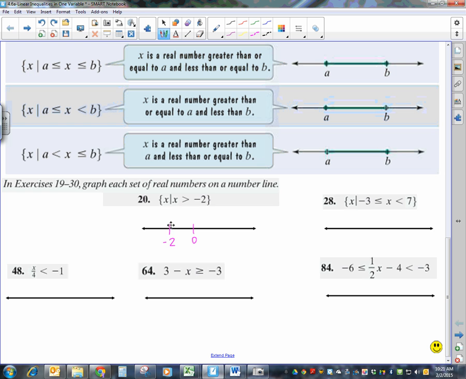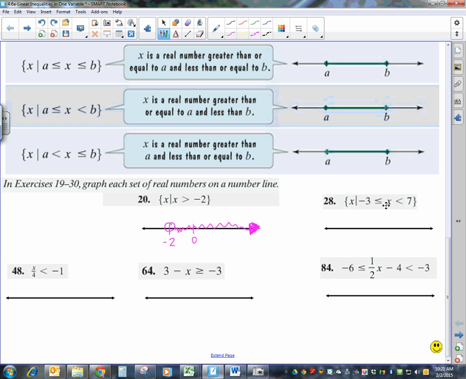So negative 2 is my number, which means I'm going to circle that number. Because it is not equal to, I'm not going to shade it in. And as we said, if the variable's on the left side, then the symbol points the way you shade. So I'm going to shade this way. And I like to do a little squiggly, and I kind of miss the line, and then draw the arrow, because that makes it different from the number line and makes it easier for me to tell what the answer is.